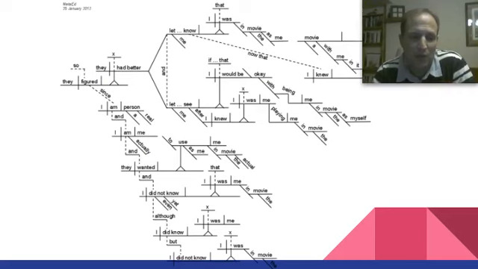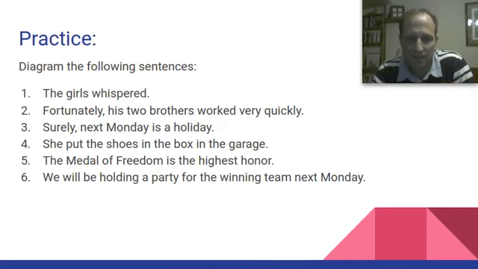Well, what I want you to work on is these sentences. The girls whispered. All right, we're starting off pretty simply there. Fortunately, his two brothers worked very quickly. All right, this fortunately, if you're not quite sure what to do with that, let me ask you this question. Does fortunately tell us about brothers? Does fortunately tell us anything about worked? Or is fortunately telling us something about quickly?